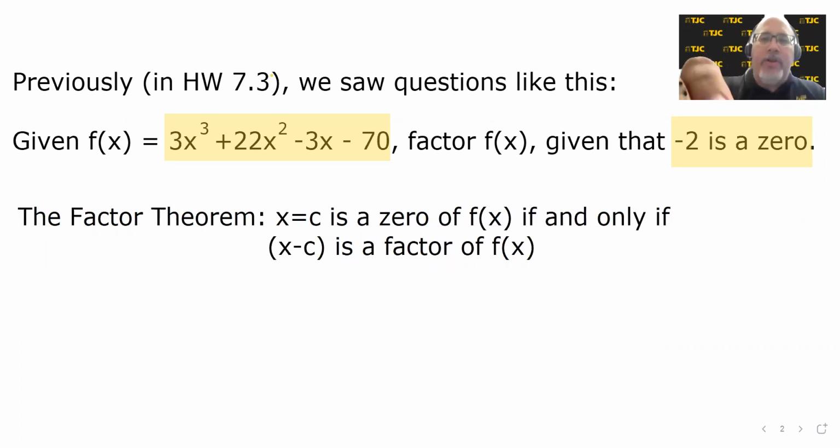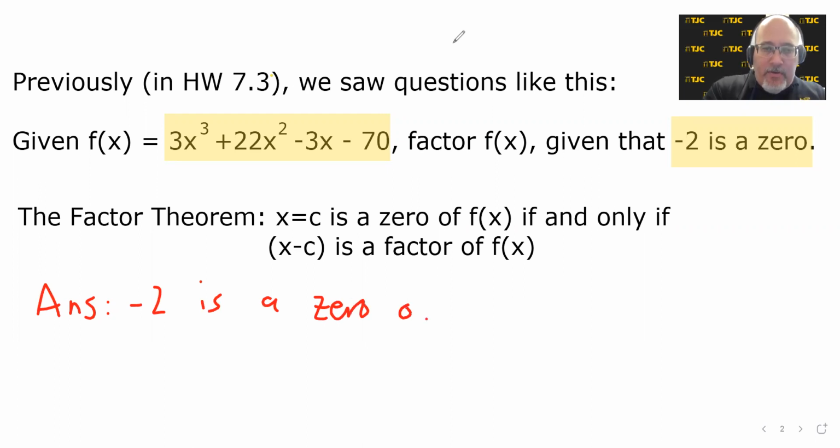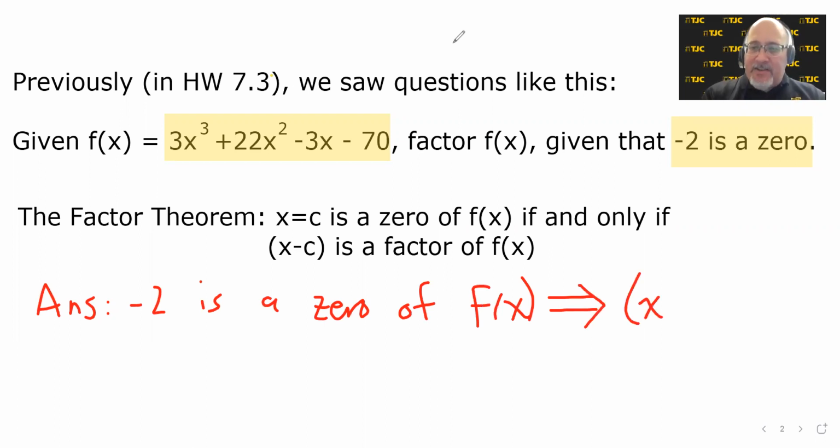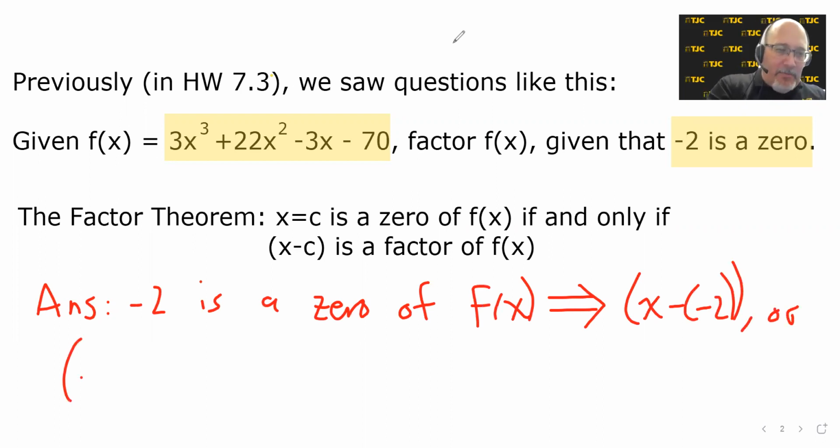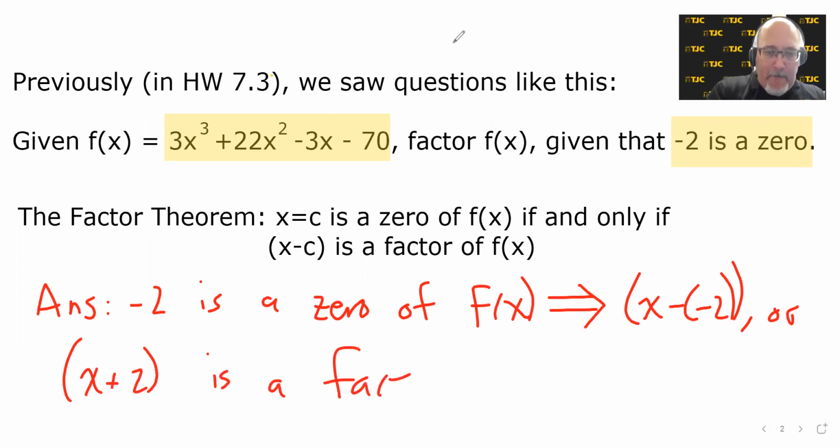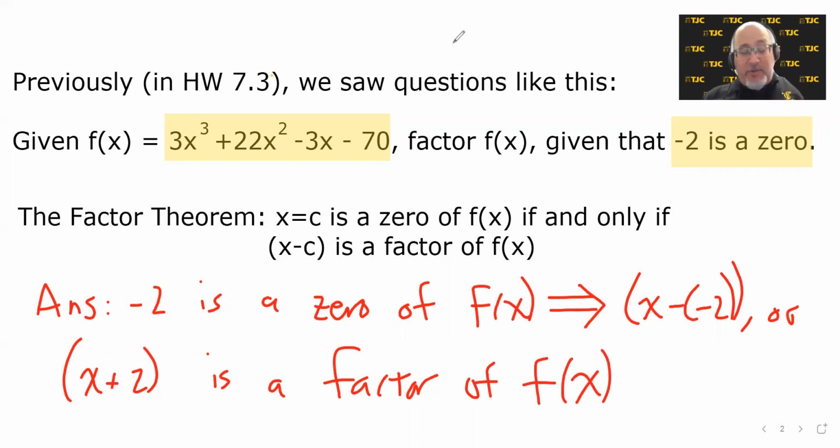So when we're told that -2 is a 0 of f of x, this implies that x minus -2, or x plus 2, is a factor of f of x.